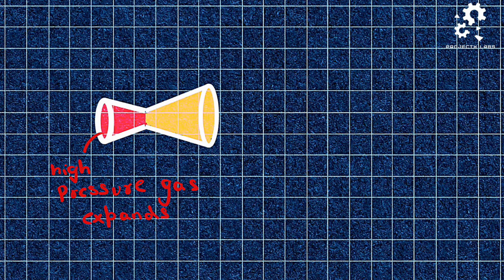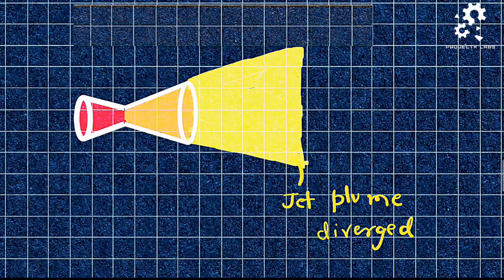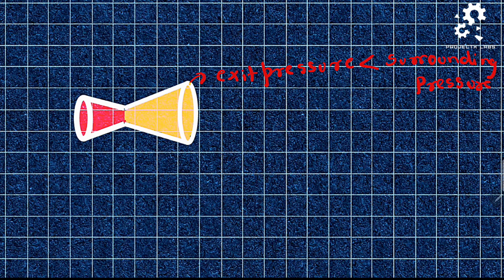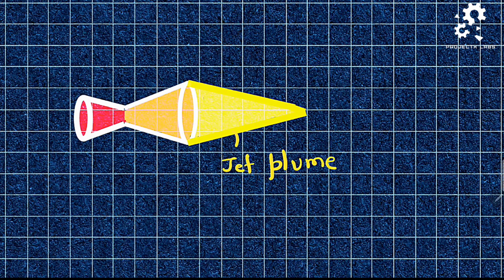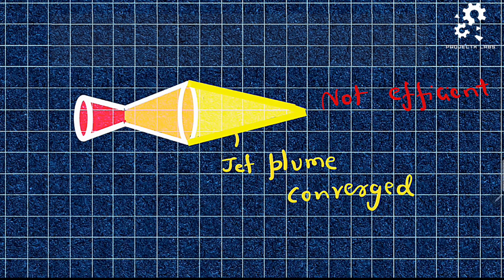As high-pressure gas expands to form a high-velocity jet, if the jet exits the nozzle at a pressure greater than the ambient pressure, the resulting jet plume is diverged, where some of the thrust generated is wasted. This is called an underexpanded nozzle. If the jet's pressure is lesser than the surrounding pressure, the resulting jet plume is converged, where the thrust obtained is low. This is an overexpanded nozzle, not an efficient one.